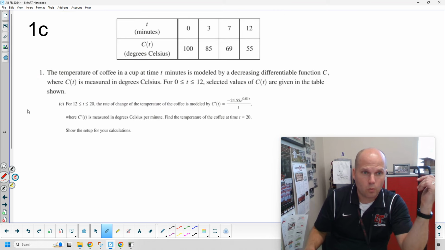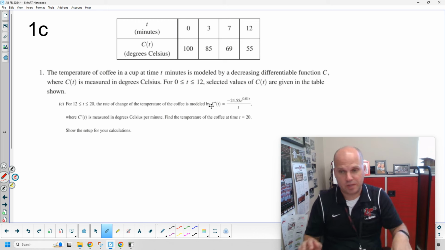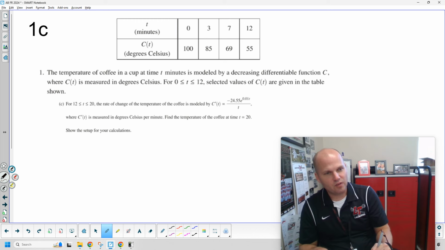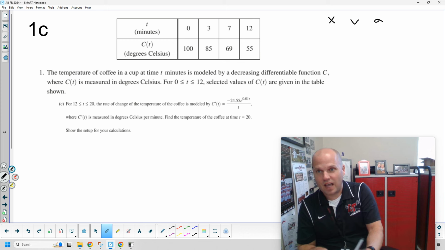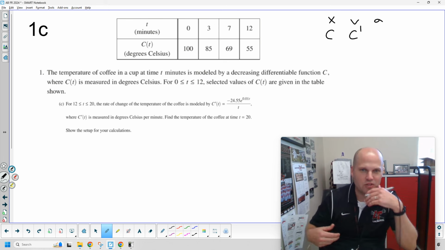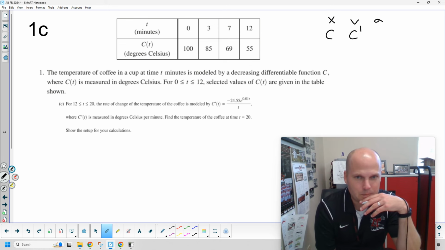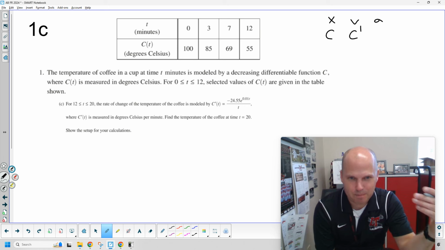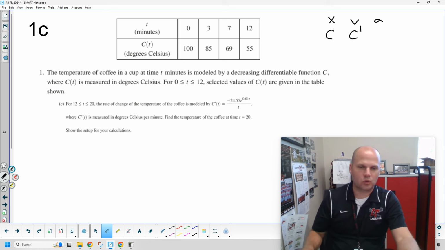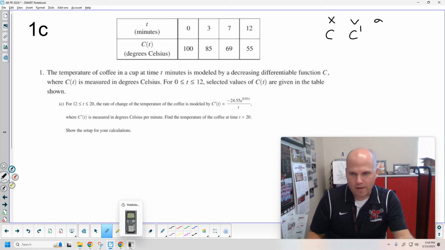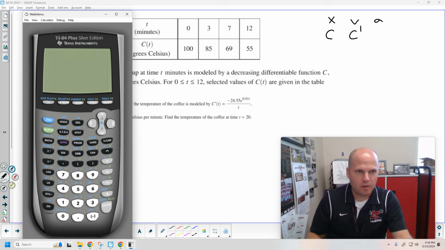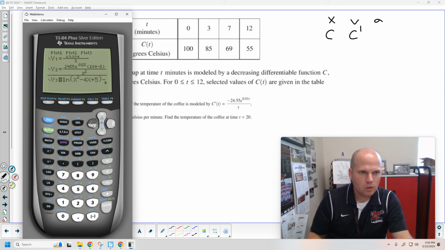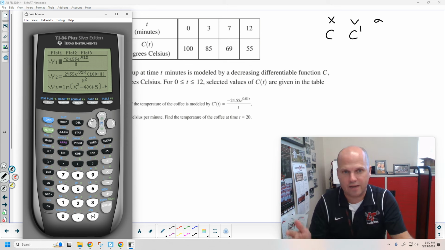We go to 1C, where we are given an equation for C prime. Now remember, unfortunately, it goes XVA, C prime. They didn't change it up on you. They didn't make it complicated. And they asked you for the temperature of the coffee at time t equals 20. Well, whenever we have equations and we have our calculator, we should graph them. And I went ahead and did that. We are looking for what's going on and what's making sense. So I have this graphed, and we could look at it if we wanted to.